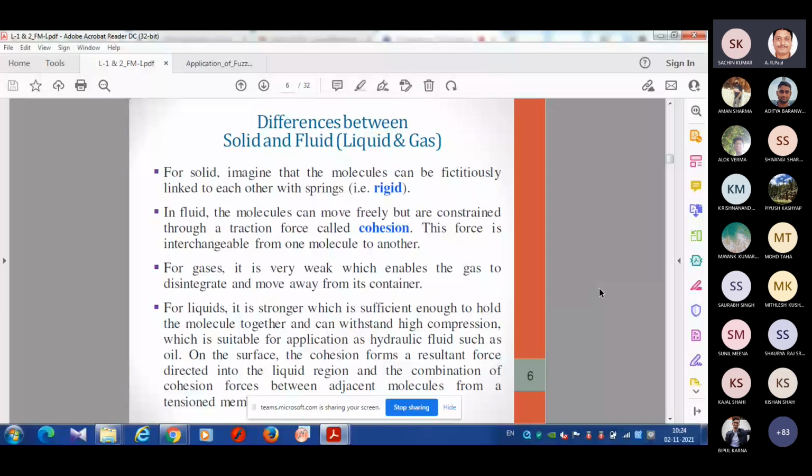And in fluid, molecules are not so closely packed and can move freely, but there is a limit. There is a limit called cohesion force or cohesion. The molecules can move freely, but how far can they move? Two molecules of the same fluid can have an attractive force, and that is called cohesion. So let's Google cohesion.